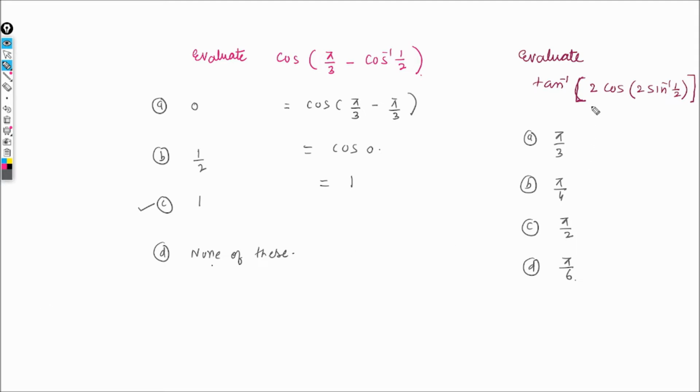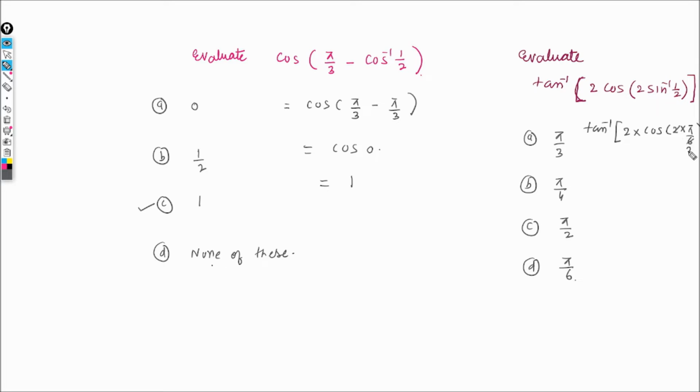Now let us understand this question. Tan inverse of 2 into cos of 2 into sine inverse of 1 by 2. Sine inverse of 1 by 2 is nothing but pi by 6.